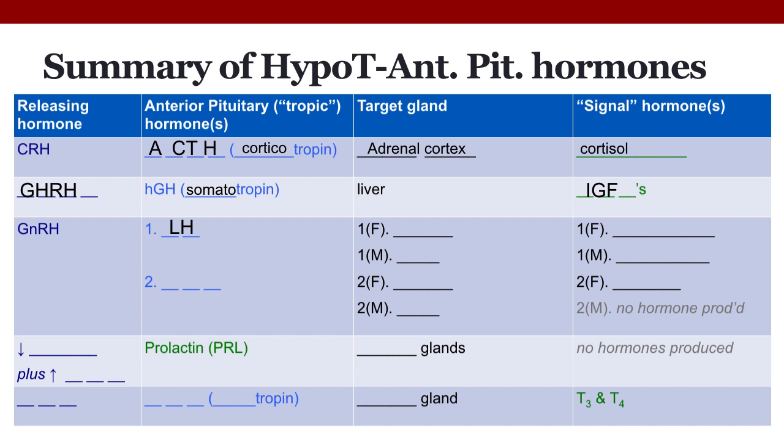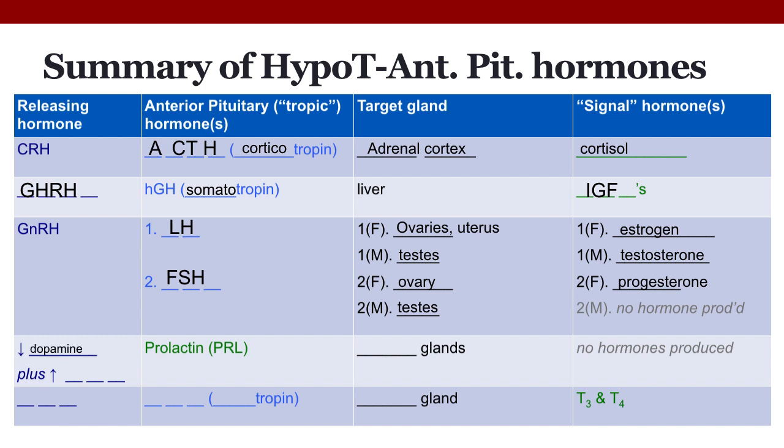GnRH, or gonadotropin releasing hormone, stimulates the release of luteinizing hormone, or LH, as well as FSH, which is follicle stimulating hormone. LH targets the ovaries and uterus, causing them to secrete estrogen. It targets the Leydig cells of the testes in males, causing them to release testosterone. FSH, follicle stimulating hormone, targets the ovaries and testes as well. It causes the ovaries to secrete progesterone. The testes are also targeted, but it does not cause them to release a hormone in response.